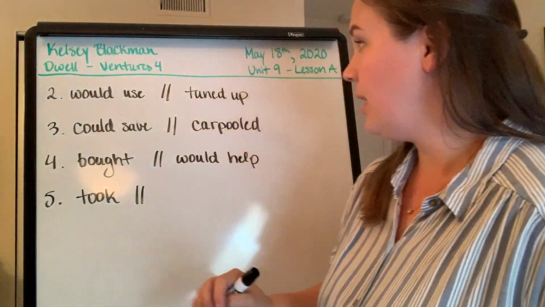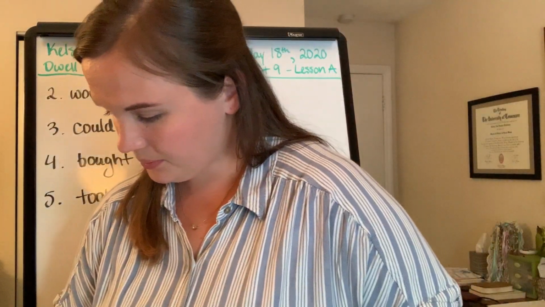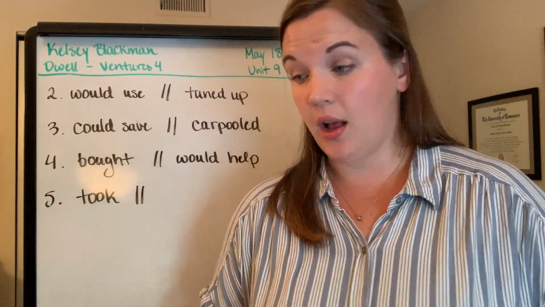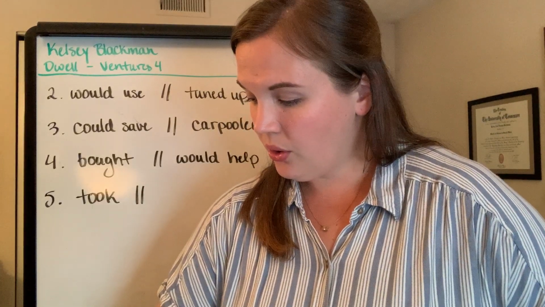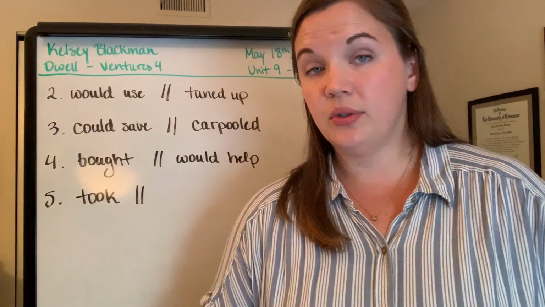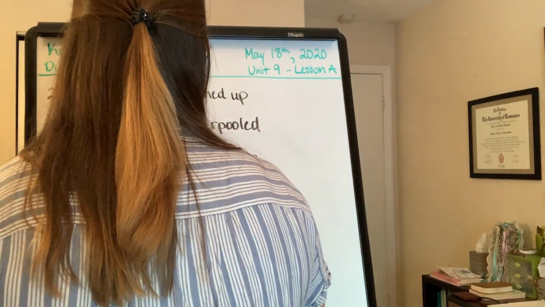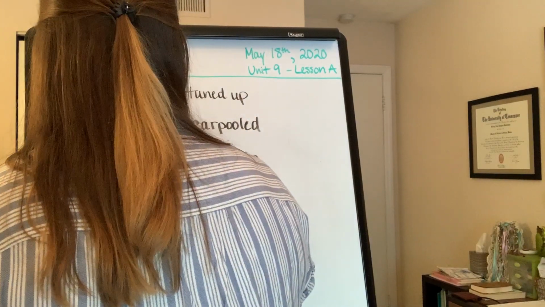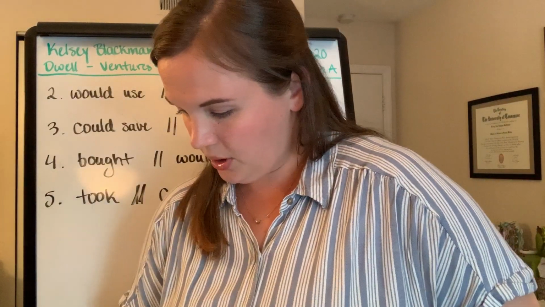And then for the results clause, we use could or would, and then the base form of the verb. So, could save. Okay, took and could save. Number 6.